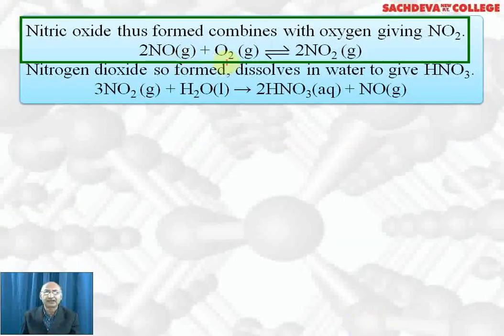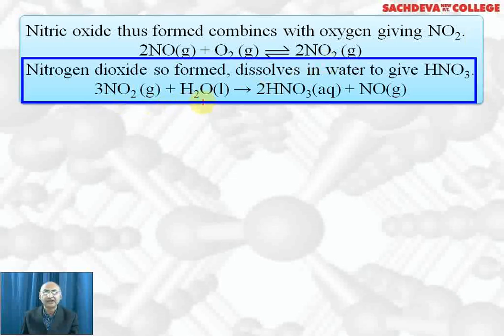Nitrogen monoxide further gets oxidized to nitrogen dioxide in the presence of oxygen. Nitrogen monoxide is unstable and colorless, and is easily oxidized in the presence of oxygen to form nitrogen dioxide, which is brown in color. Nitrogen dioxide is dissolved in water, resulting in the formation of nitric acid and NO.